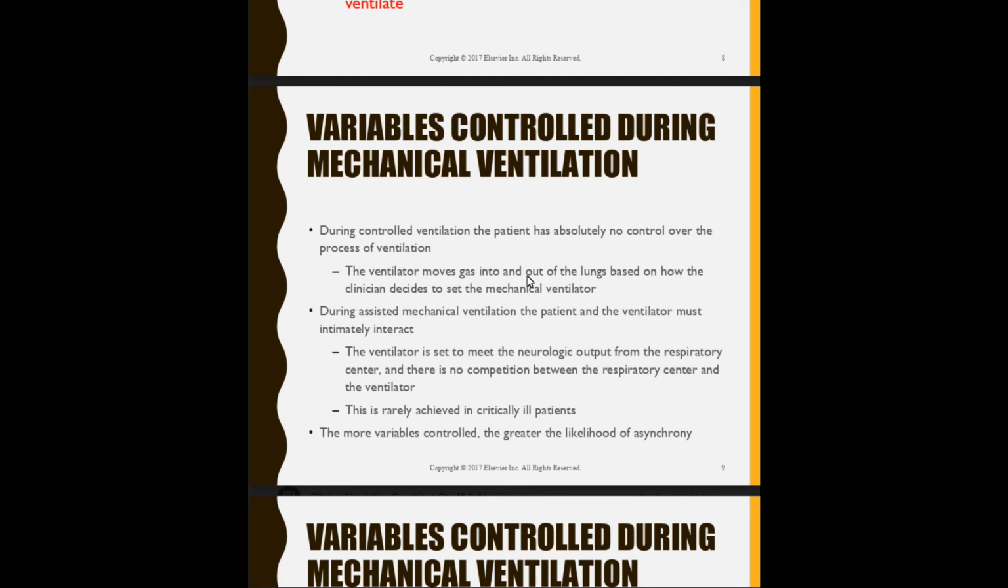During assisted mechanical ventilation, such as SIMV with pressure support, the patient and the ventilator must intimately interact, meaning to say that it definitely has to be on point. There shouldn't be any room for error. If there is a very slight error, that's not going to affect them physiologically. The ventilator is set to meet the neurological output from the respiratory center. There is no competition between the respiratory center and the ventilator.